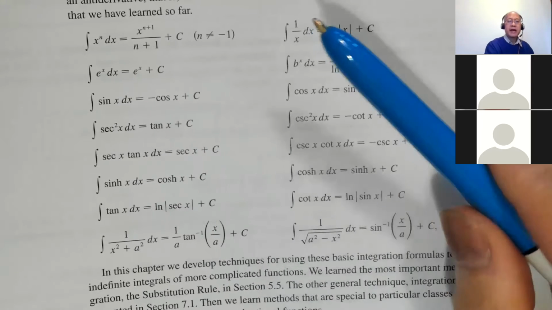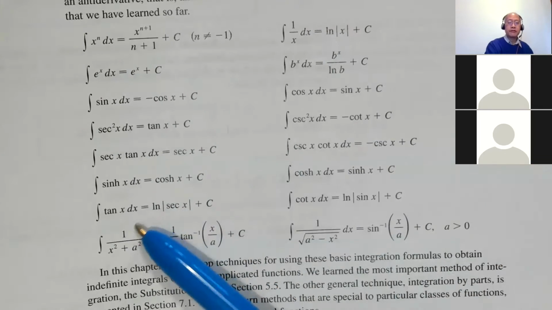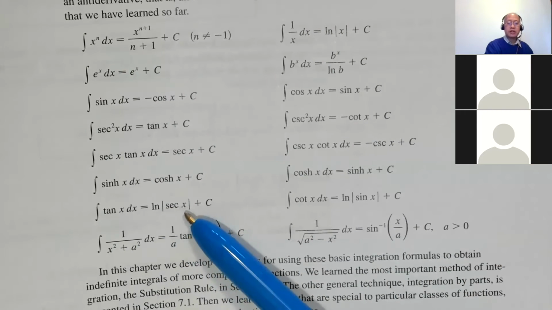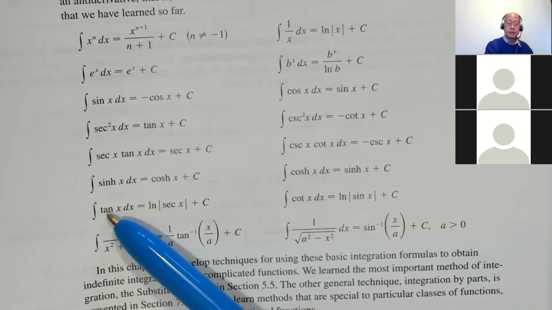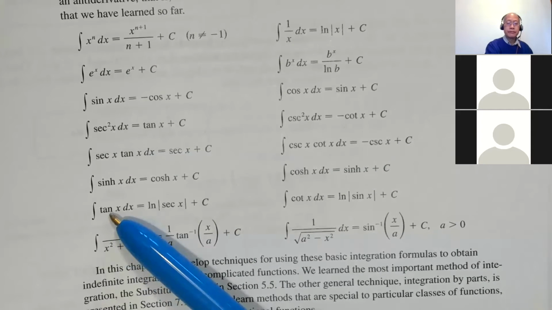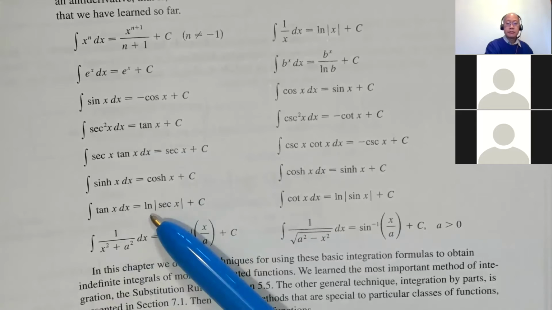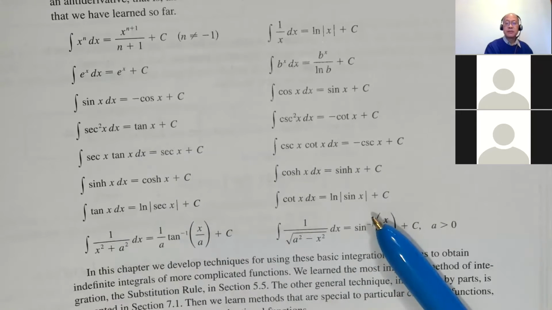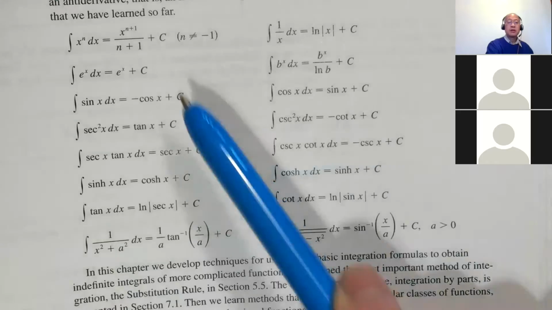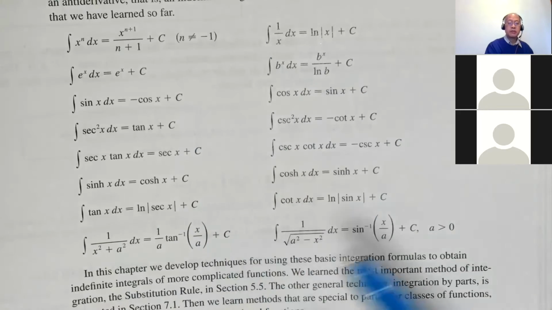Some things you may not be as familiar with are integral of tangent, ln absolute value of secant of x plus c. That can be done using a substitution. Let tangent be sine over cosine, and you can do that. Integral of cotangent is ln absolute value of sine x. And some of these other ones that are here. So you can put them down.